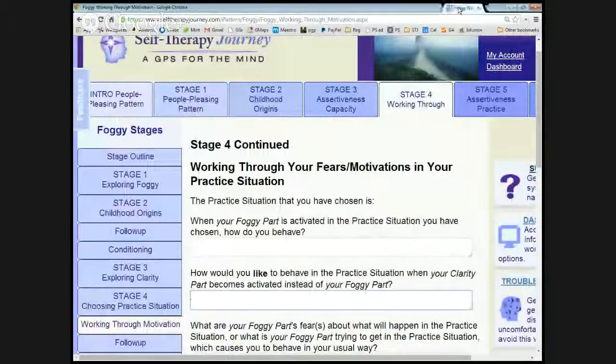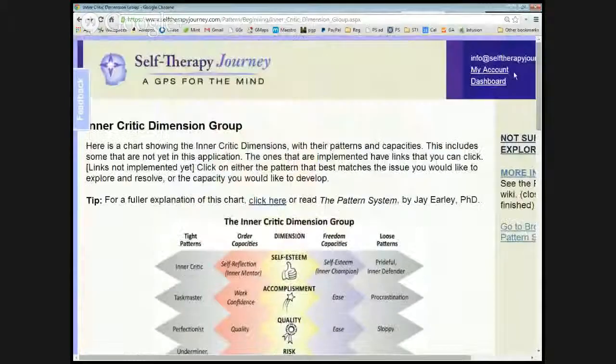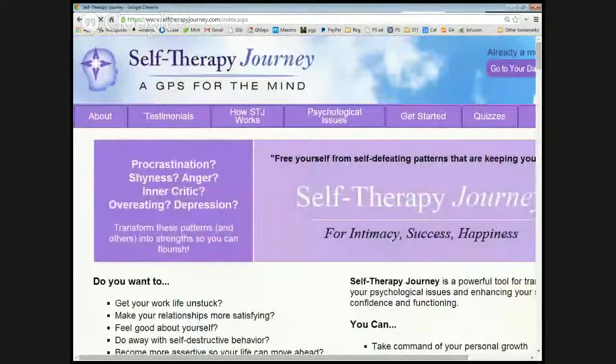Try screen share. Oops. Let's try screen share again here. Okay. Well, this is probably it. All right, let's go back to the home page. Let me just check. There you go. Now you can see the home page. Okay, good. That's what I want. So here's the home page for Self-Therapy Journey.